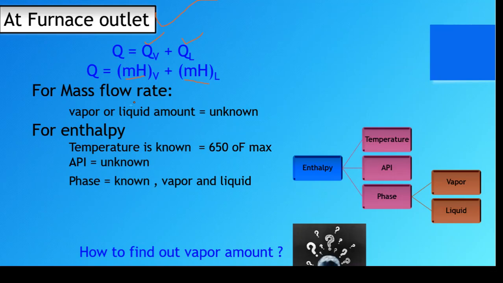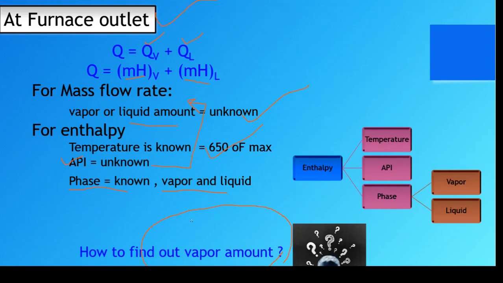So let us look at what the known parameters are here at the furnace outlet. Vapor or liquid amount unknown, we don't know exactly. What we know, temperature is known here. The maximum possible temperature is 650 degrees, that is given. API is unknown because we don't know the amount, so we don't know the API. Phase known, there are two phases, one liquid, one vapor. So the missing information at the furnace outlet is basically the amount of vapor, the vapor range. So the big question here is how to find the vapor amount.